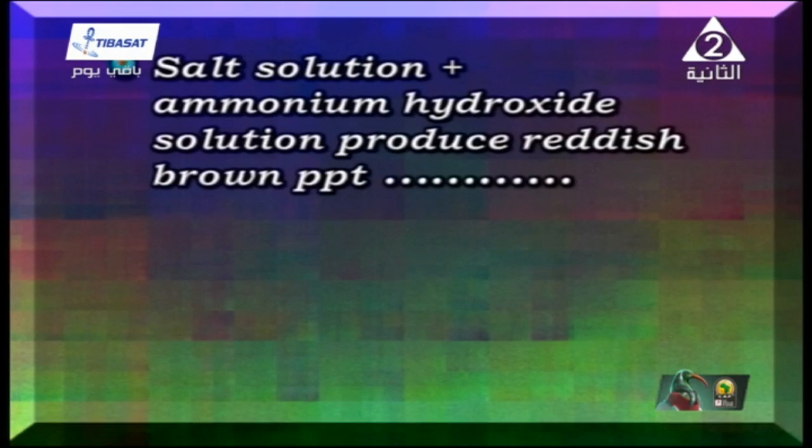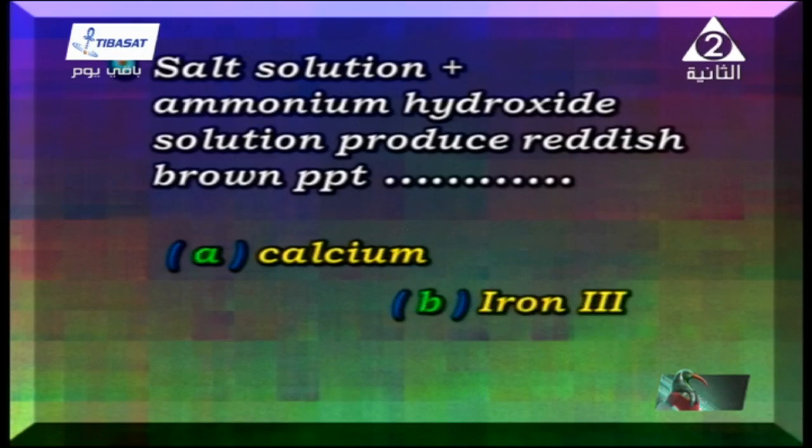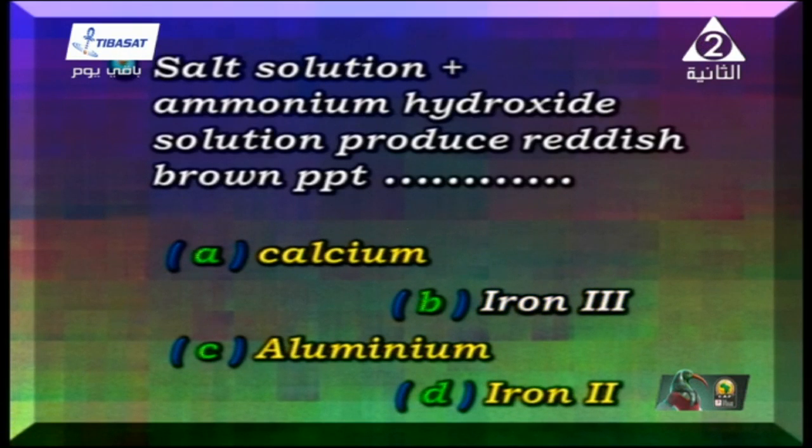Next point, salt solution plus ammonium hydroxide solution produces a reddish brown precipitate. Is it calcium, iron 3, aluminum, or iron 2? If you think about it, yes, the answer will be iron 3. The reason is the formation of iron 3 hydroxide, which is a reddish brown precipitate.